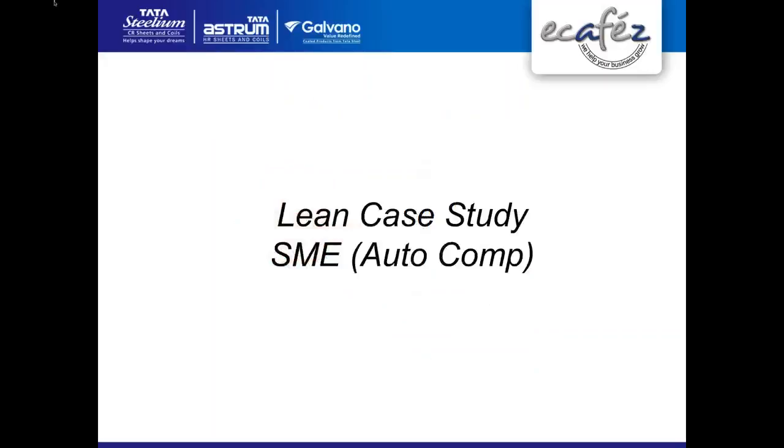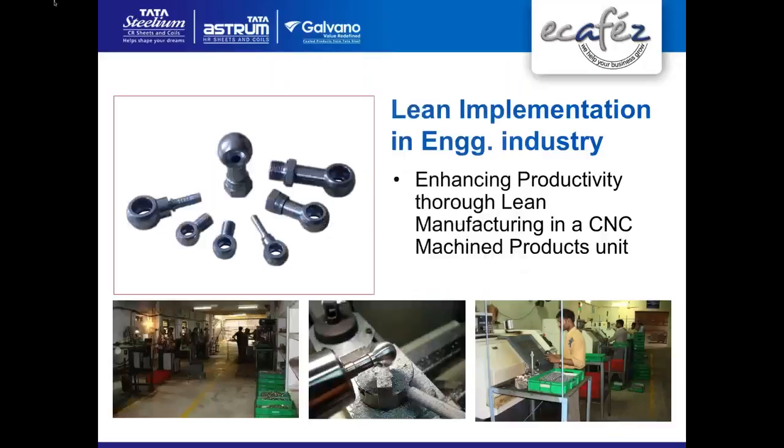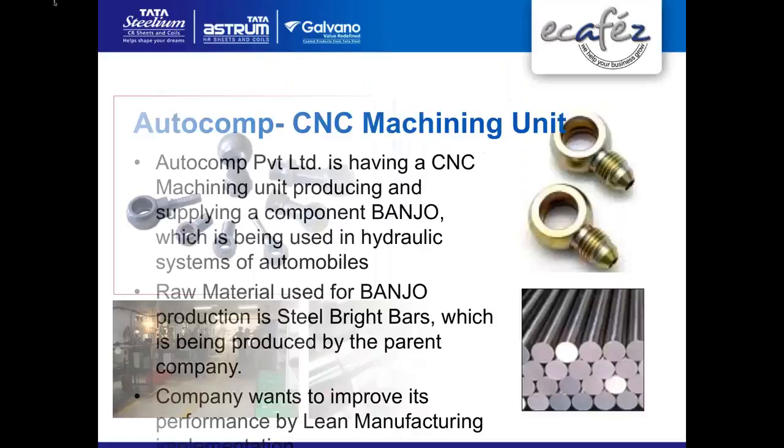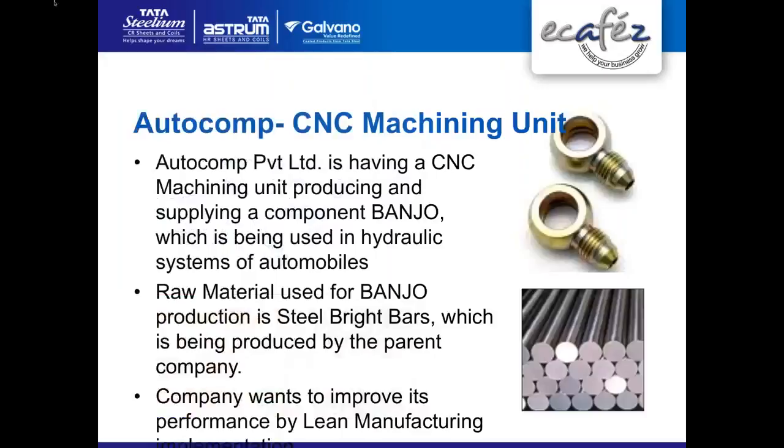I am giving a small case study of how it has helped in improving the productivity of a small company which is making banjos, used in the lubrication system of any car or automobile. It has a hole through which the lubricants are passed to the moving components. This is a real case study from my Lean implementation. The product is called a banjo, which is made from bright bars and machined in automatic machines and CNC machines.